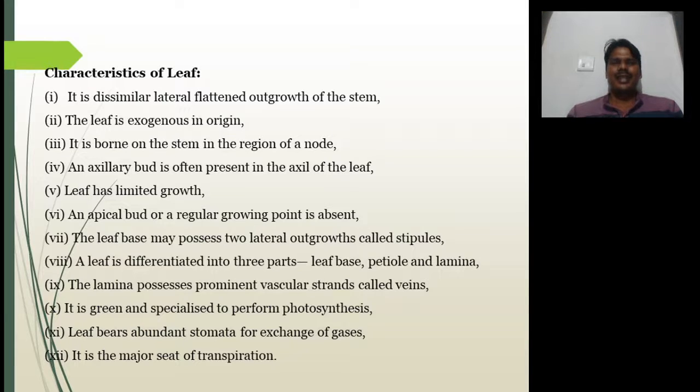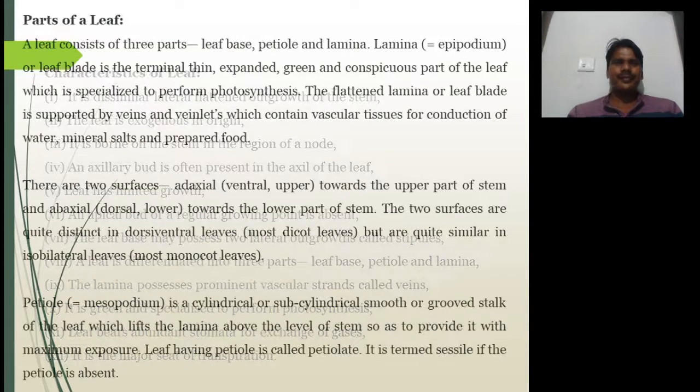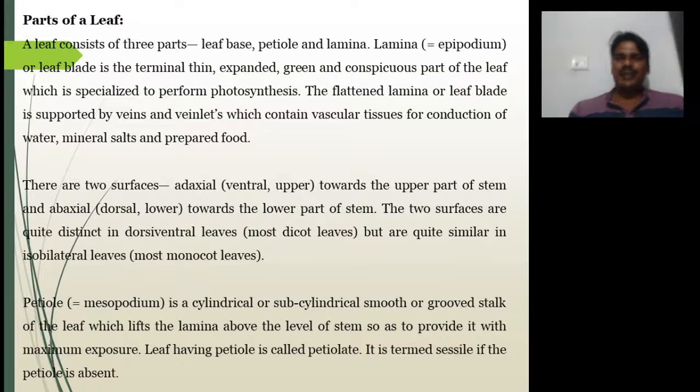Okay, so then next, what are the parts of the leaf? The leaf consists of the leaf base, petiole and lamina. What is the lamina? The lamina is the outer surface, the outer body of the leaf, and the leaf blade is a terminal, thin, expanded, green and conspicuous part of the leaf which is specialized to perform photosynthesis.